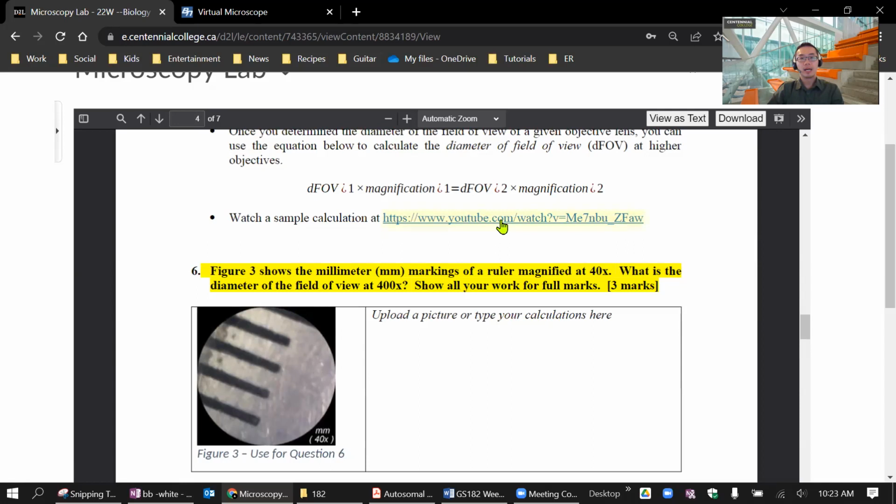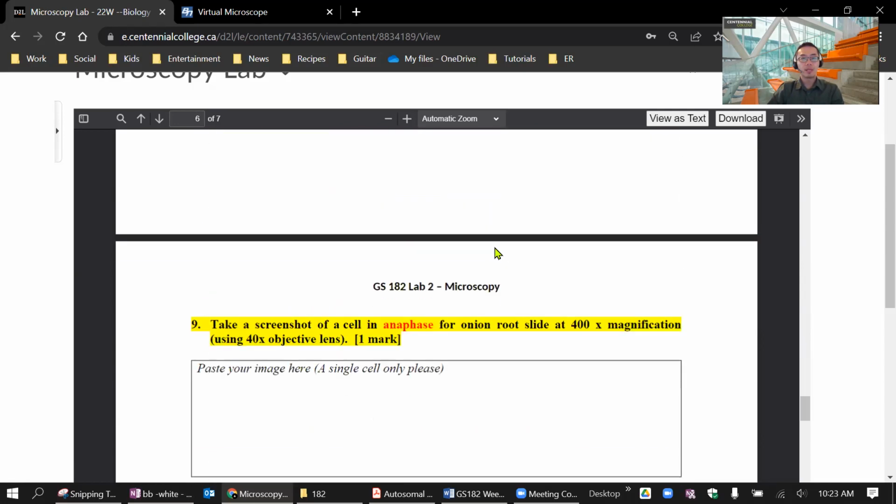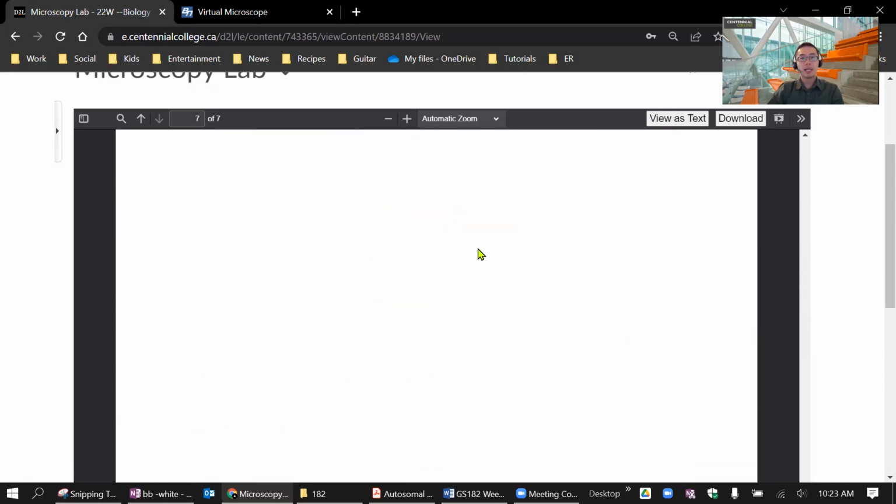Sometimes a weird symbol shows up like this. Just ignore it. This is just DFOV1 times magnification 1. Don't worry about this upside down question mark. I don't know why it is there. The rest of it should be pretty self-explanatory.